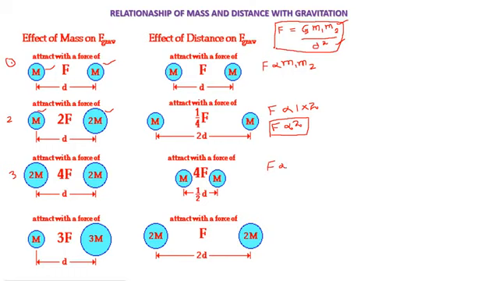Now let's see the third case, how the force is affected when the mass of one object is double as well as the mass of the other object is also double. So force is 2 into 2, right? So here the force becomes 4 times. If you double the masses of both objects, then the gravitational force between the two objects will become 4 times.